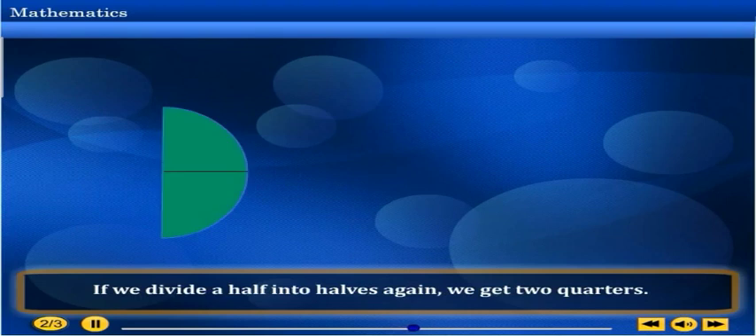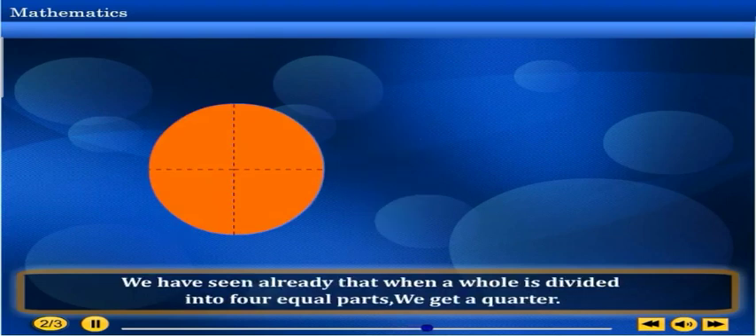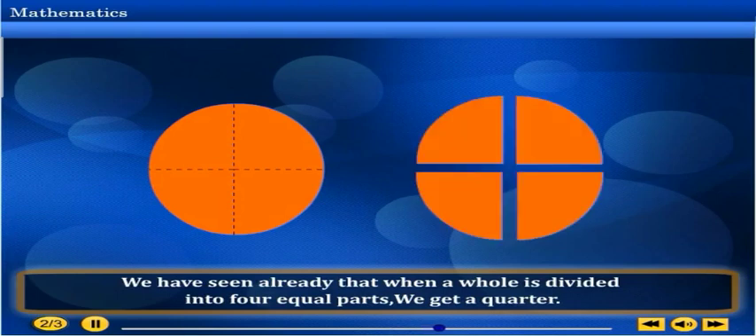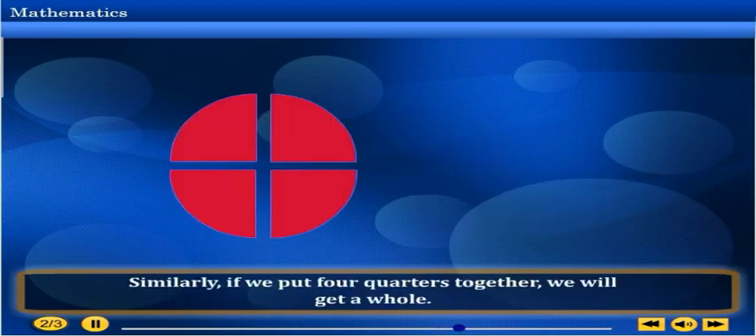If we divide a half into halves again, we get 2 quarters. We have seen already that when a whole is divided into 4 equal parts, we get a quarter. If we put 2 quarters together, we get a half. Similarly, if we put 4 quarters together, we will get a whole.